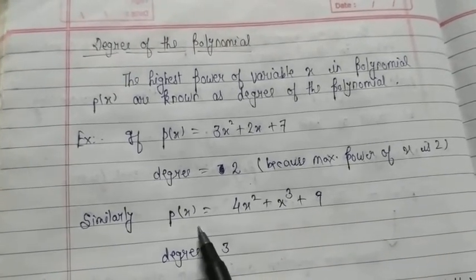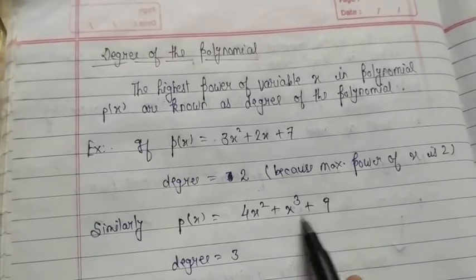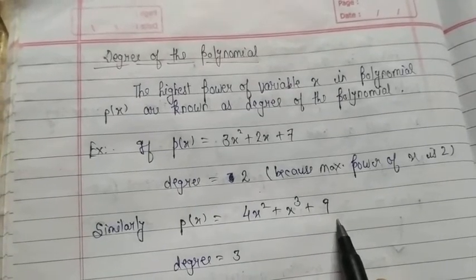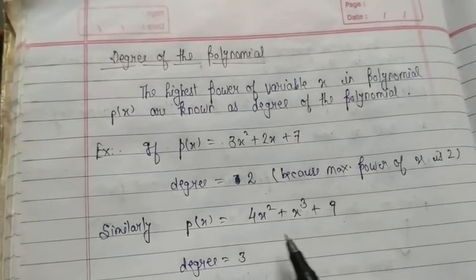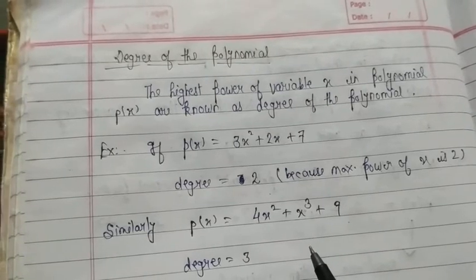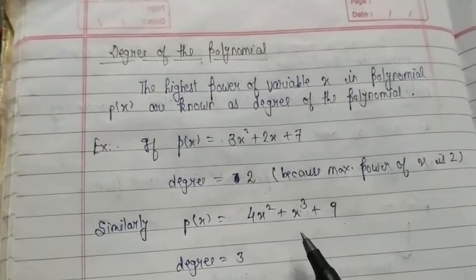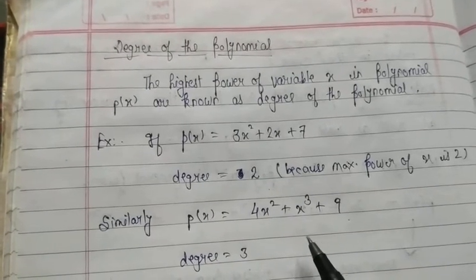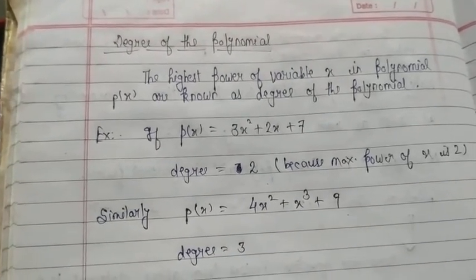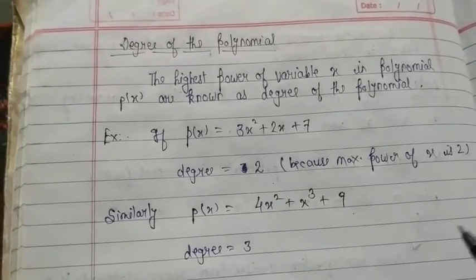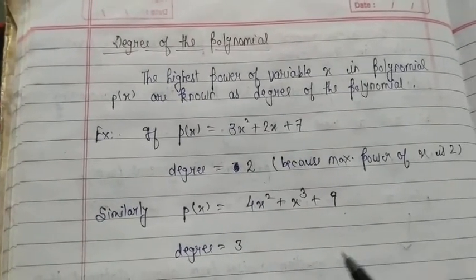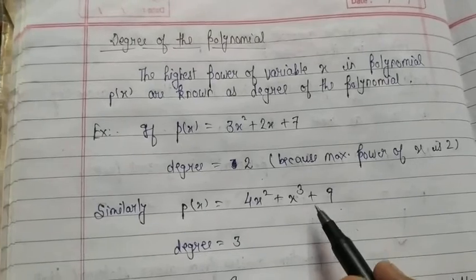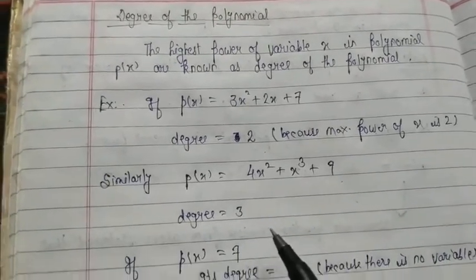Similarly, in this polynomial 4x square plus x cube plus 9. Now the question comes to mind: why have I not written it in order? I have already told you a polynomial does not depend on the order, it only depends on the power of the variable. See here, the power of x is 2 and of x cube is 3. So the maximum power is 3, hence the degree will be 3.